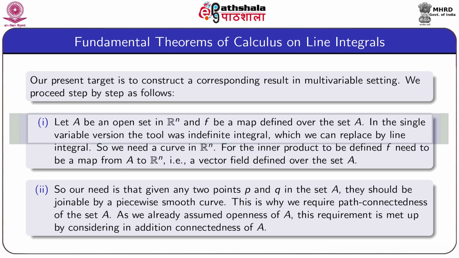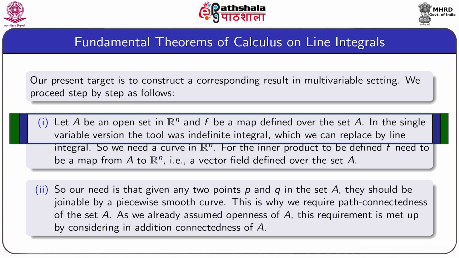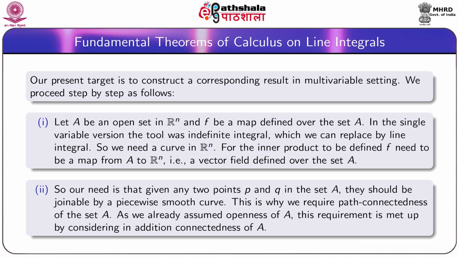First, let capital A be an open set in R^n and F be a map defined over the set A. In the single variable version, the tool was the indefinite integral, which we can replace here by the line integral. So, first of all, we need a curve in R^n. For the inner product to be defined, F needs to be a map from A to R^n, as we have started with a curve in R^n. So, F must be a vector field defined over the set A.